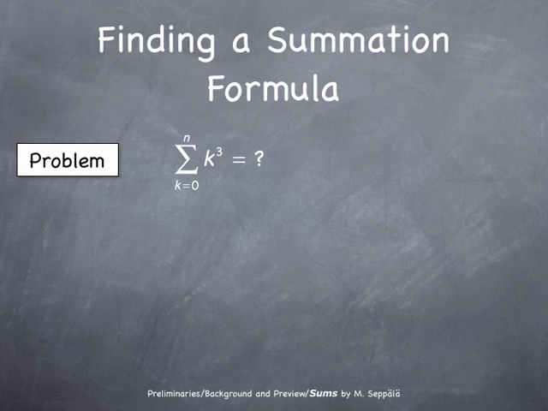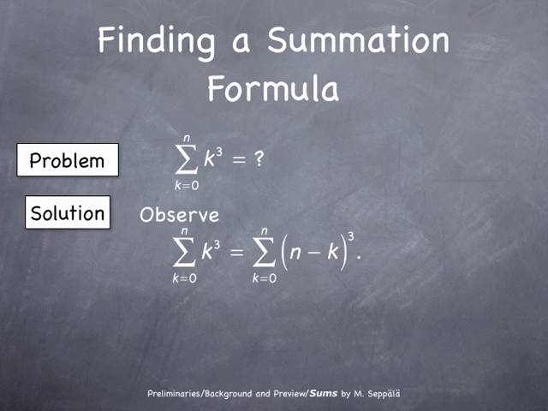We have to find a formula for the summation k from 0 to n of k cubed. We start by observing that the summation k from 0 to n of k cubed is the same as the summation k from 0 to n of (n minus k) cubed.